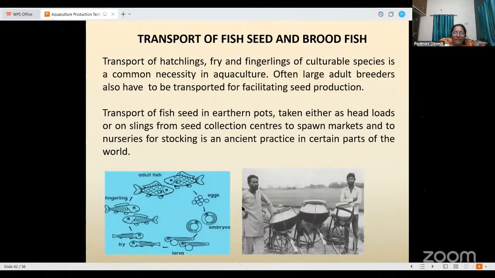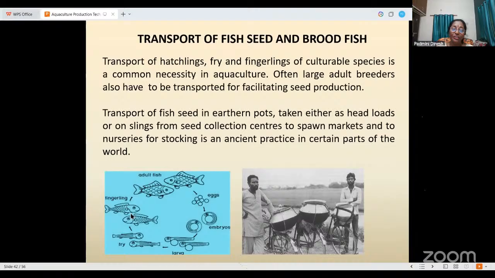Now, another important topic, I'll wind up very quickly: transportation of fish seed and broods. How are we going to transport them? Earlier, you must have seen they were transported in earthen pots. Why transportation? Because you are in some place, but you need brood fishes. Brood fishes are the mature fishes which are ready to reproduce and lay eggs. Fish seed can be eggs, embryos, fries, or fingerlings. What is a fingerling? The size of a finger is called a fingerling. So these have to be transported.